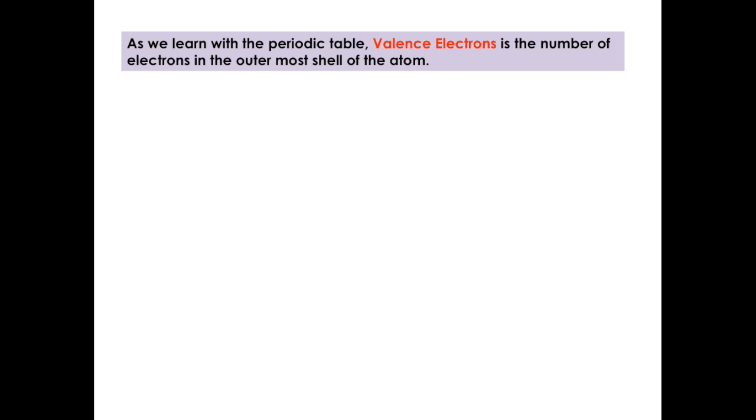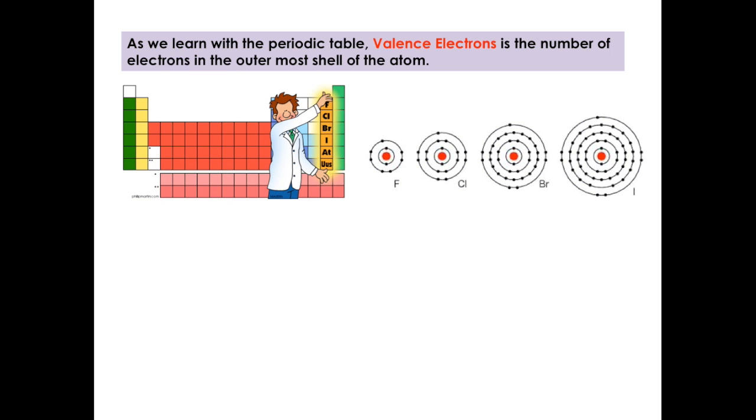As we learned in the periodic table, valence electrons is the number of electrons in the outermost shell of the atom. In here we can see the example of the halogens, where fluorine, chlorine, bromine, and iodine at the right hand side has 7 electrons in the valence shell.